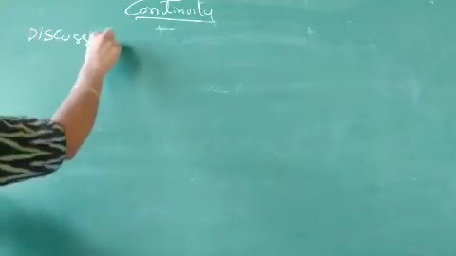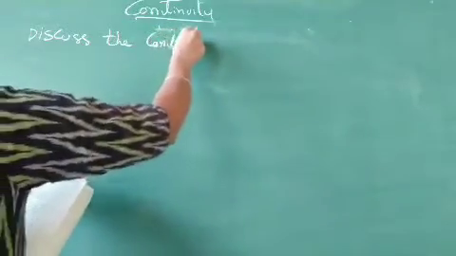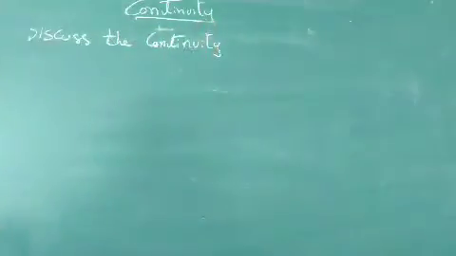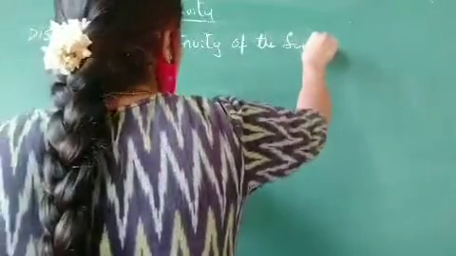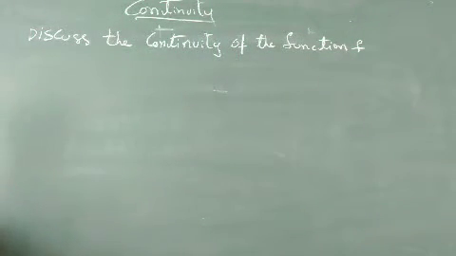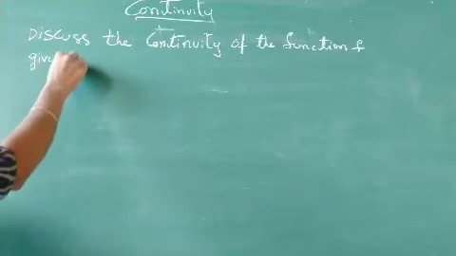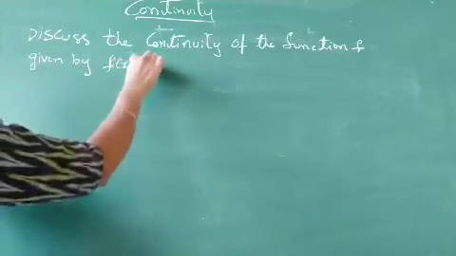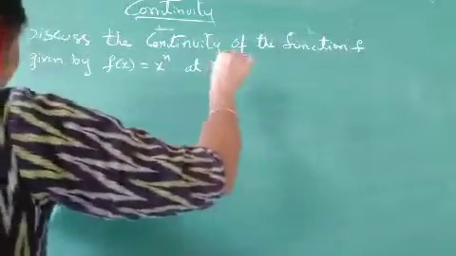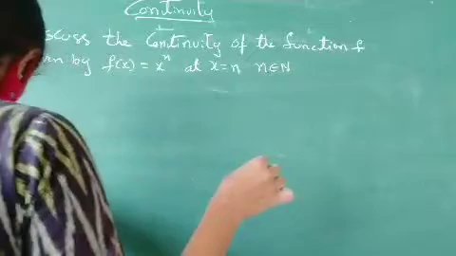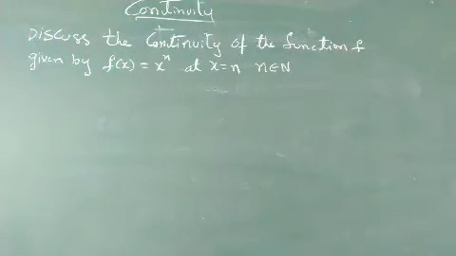Discuss the continuity of the function given by f of x is equal to x raised to n at x is equal to n, where n belongs to capital N. What is n? N is nothing but the natural number, isn't it?